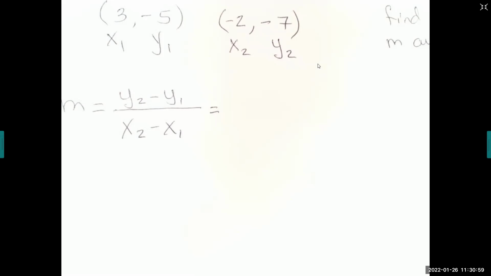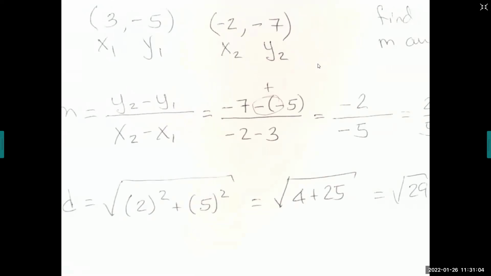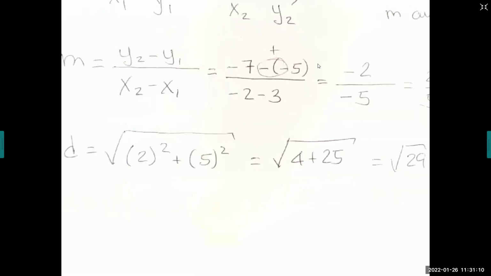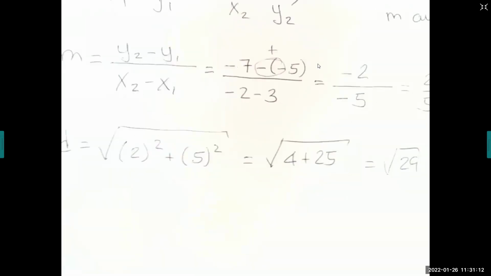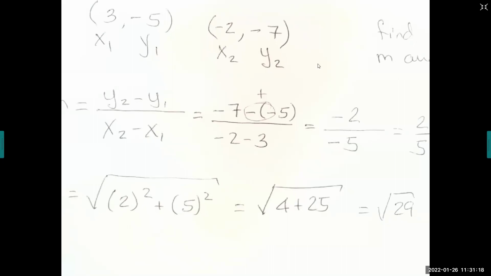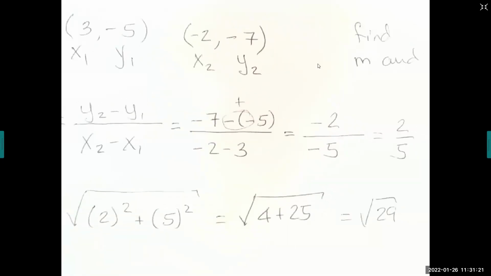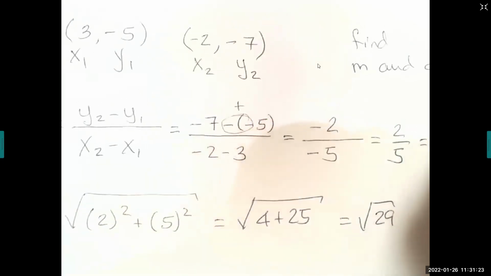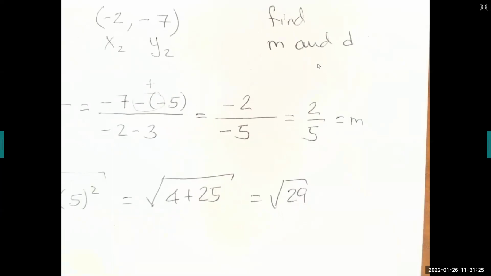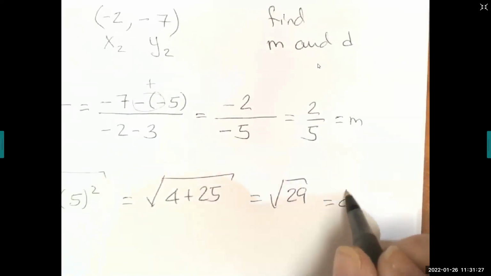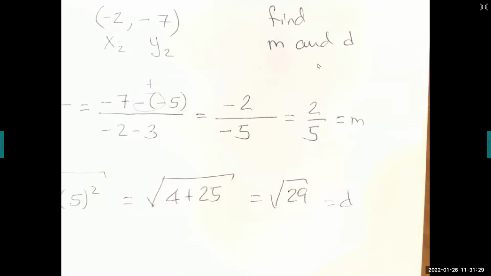Okay, let me work it out for you real quick. So the slope is 2 over 5. And the distance is square root of 29.